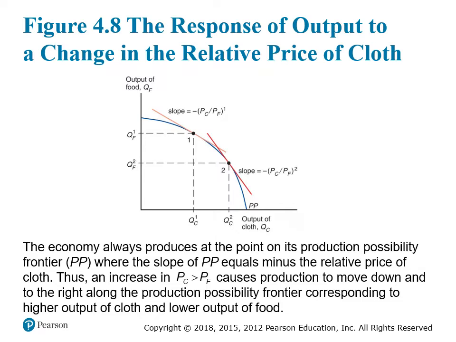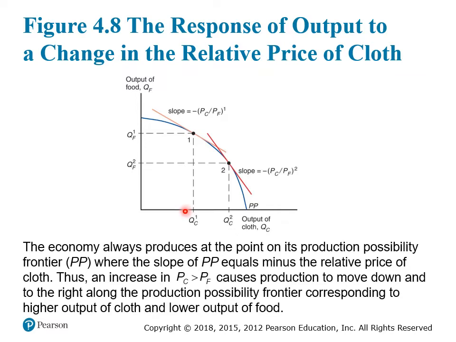We can also see the same effect of a change in the relative price of cloth in the production possibility curve, as we have seen in the previous slide. So what happens is that when the price of cloth increases, we said that more labor will work in the cloth industry, and as a result, the output of cloth will increase. So as you can see, before, the production was at point 1, so the quantity of food was this much and the quantity of cloth was this much.